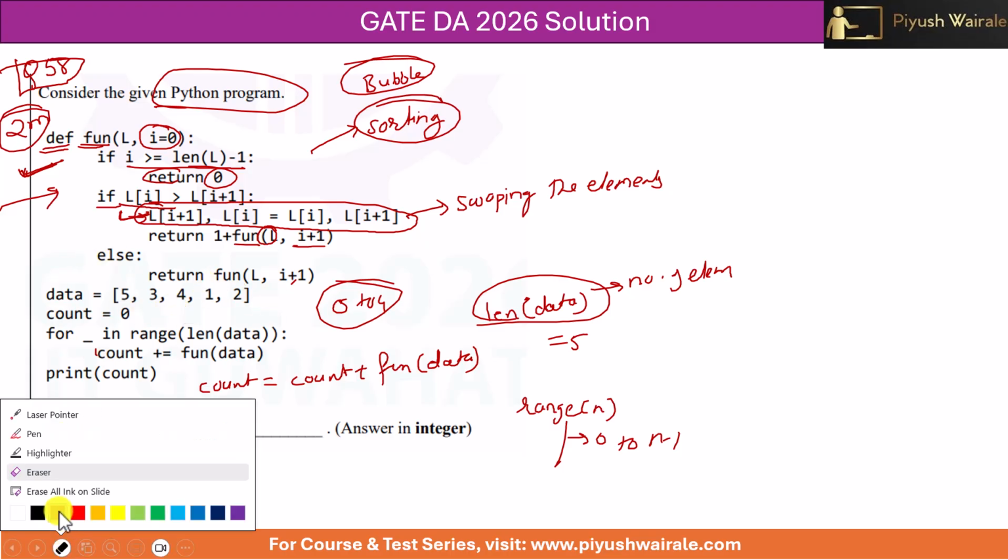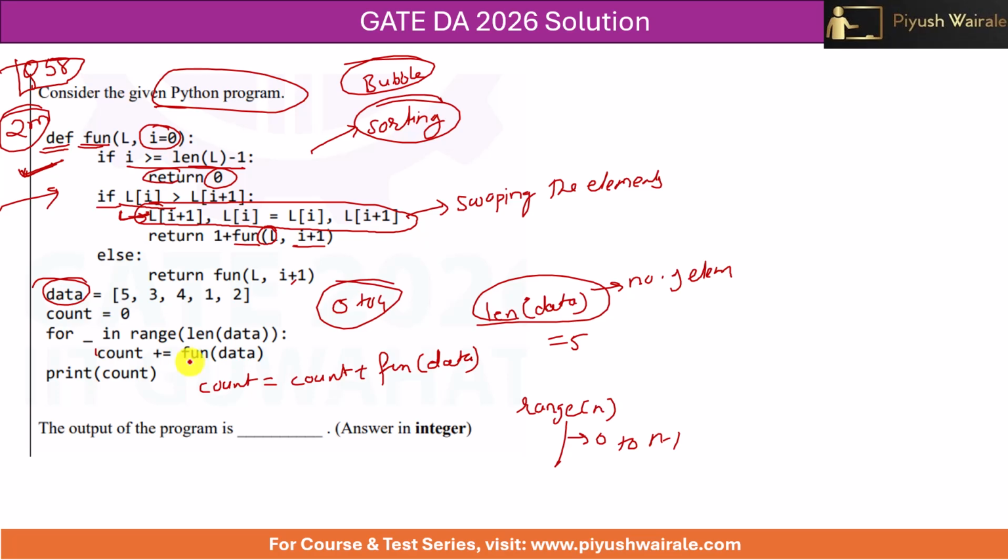So you can see this data is given to us. We are going to call the function here. So for underscore in range 5, count plus equals. So here we have the first iteration.